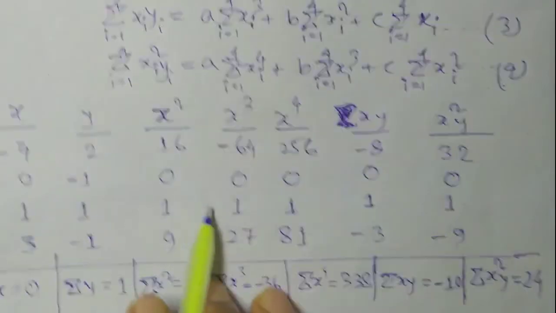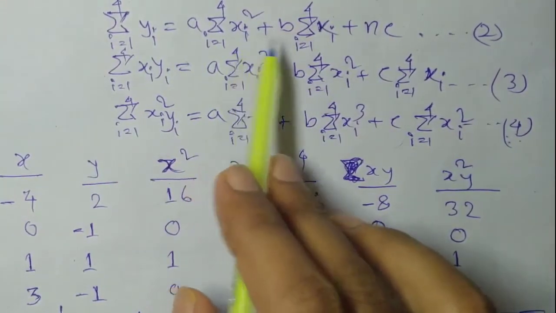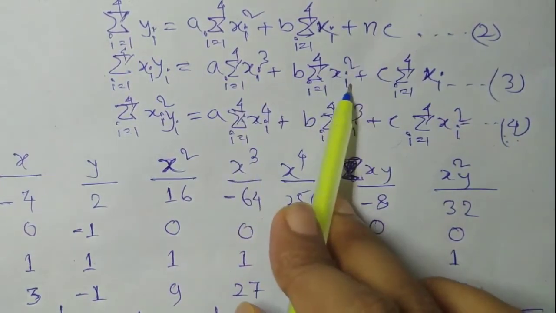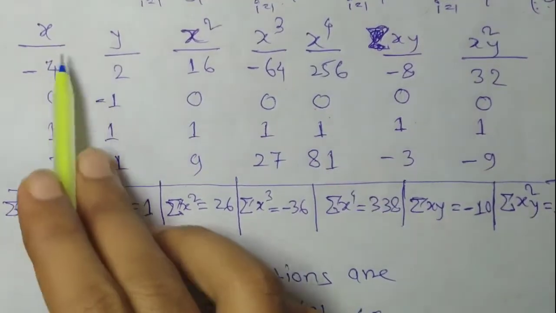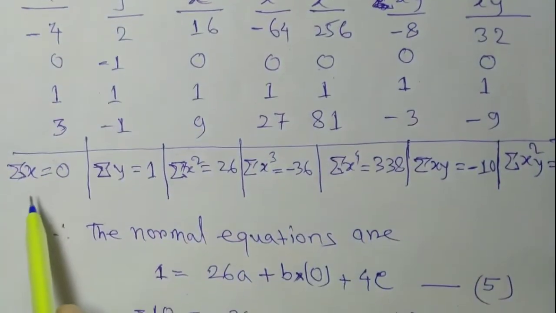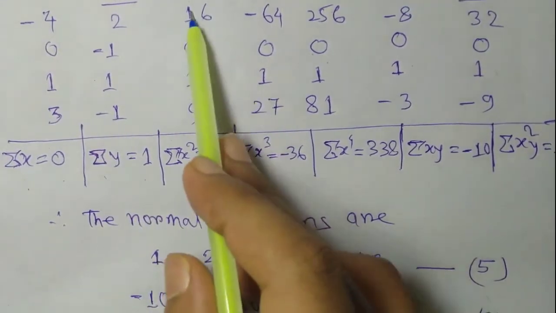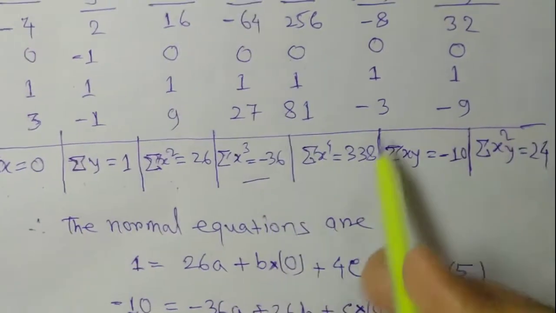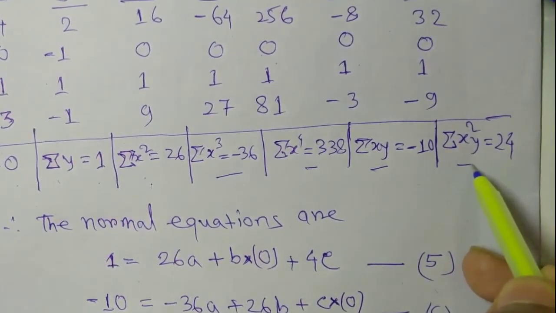Now we have to find the value of the summation of yi, summation of xi square, summation of xi, summation of xi cube, and summation of xi to the power 4. The data is the value of x. From here we obtain the summation of x, and from here the summation of y, summation of x square, summation of x cube, summation of x to the power 4, summation of xy, and summation of x square y.